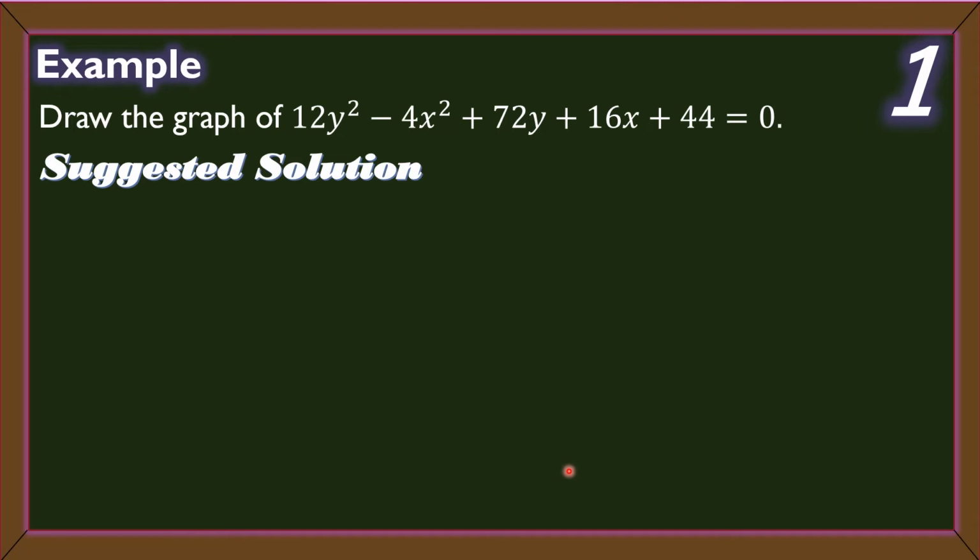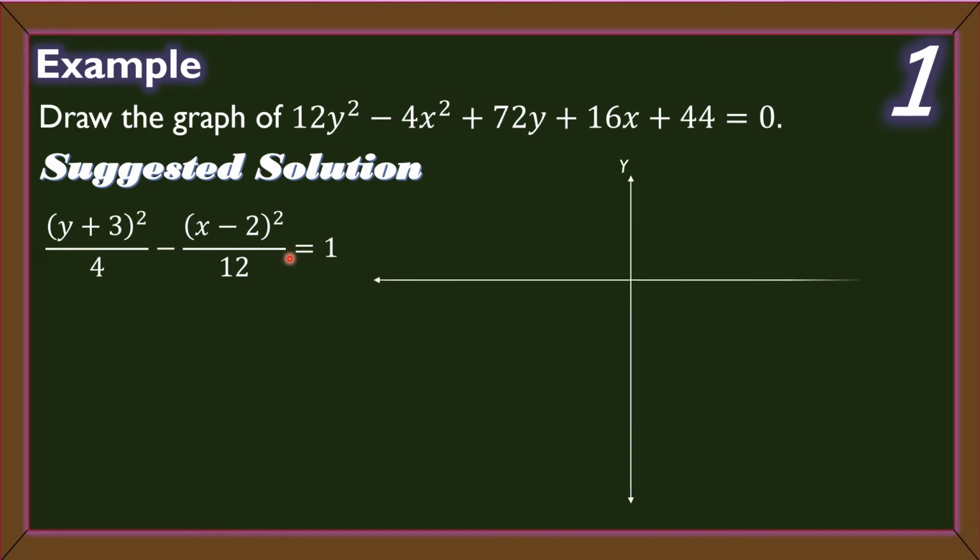From the standard form of the equation of the hyperbola, (y + 3)^2/4 - (x - 2)^2/12 = 1, we're going to graph the hyperbola. Let us have the y-axis and the x-axis. From the equation, notice that the center is at (2, -3). Hence, h is equal to 2 and k is equal to -3.